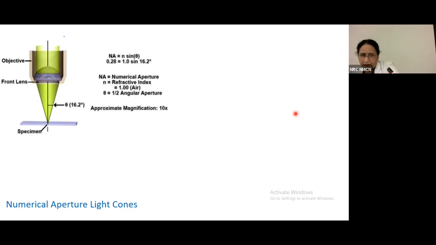So here you can see the relationship between numerical aperture and the light cone. This is a low power lens, approximately with a magnification of 10x. You can see the angle is very low, it is 60, and the light cone is very narrow and it is very long.